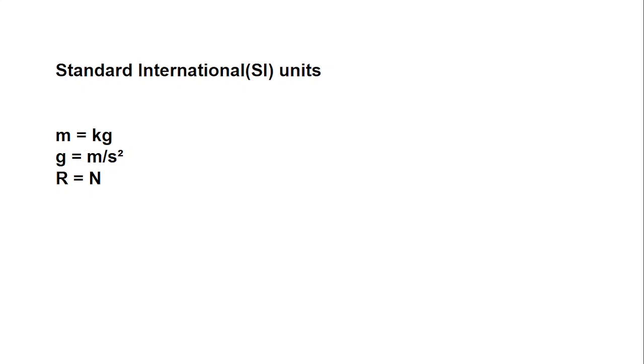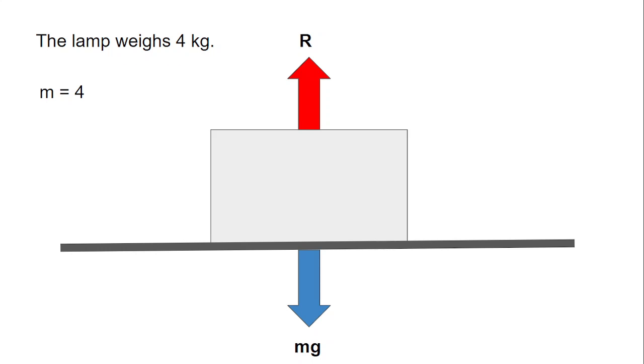We will use standard international units. M is measured in kilos. G, acting as an acceleration, is measured in meters per second squared, and R, acting as a force, is measured in newtons. R equals 29.4 newtons. Let's have a look at some exercises.